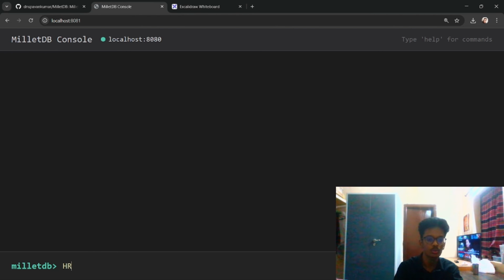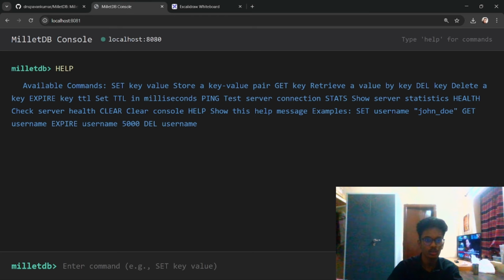We can also do help to check all the commands. Otherwise, a new user won't know what all the commands are. Set, get, and expire, stats, health, etc. Yeah, these are all the commands.